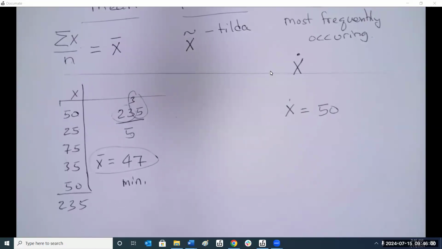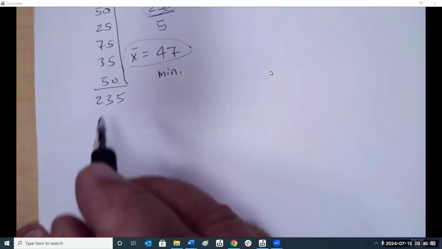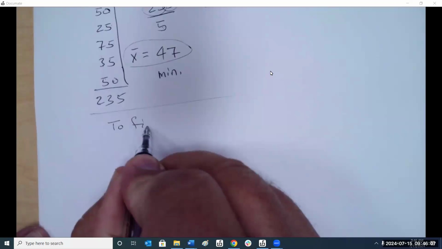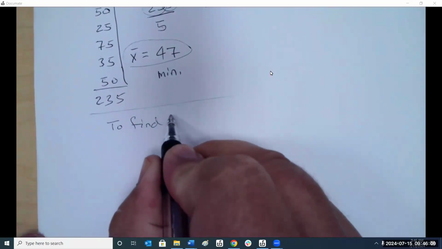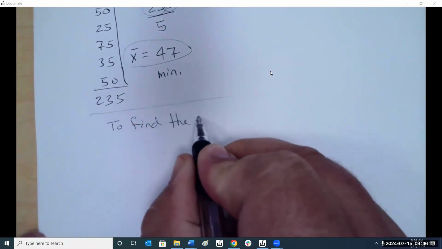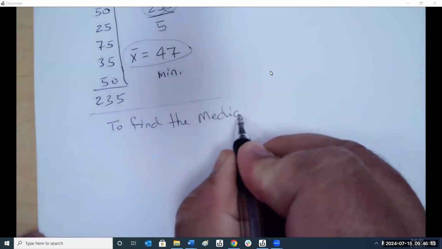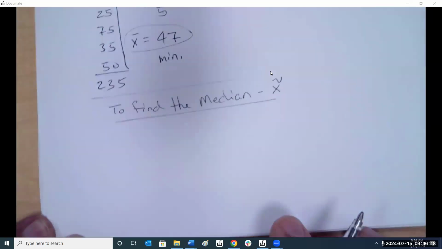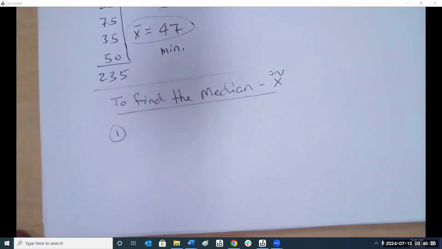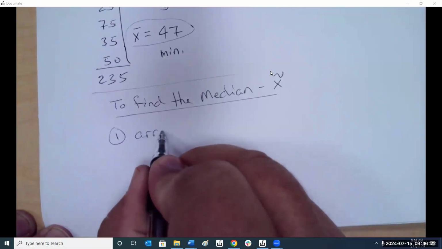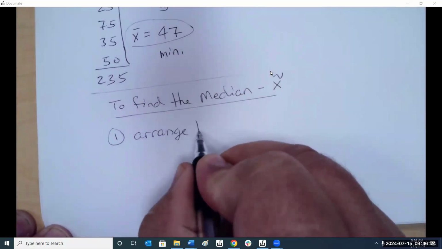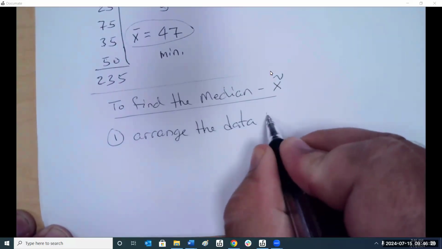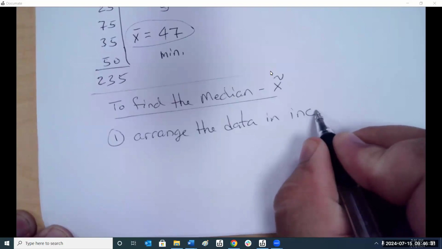Now, to find the median is a process. To find the median, X tilde, first step: arrange the data in increasing order.